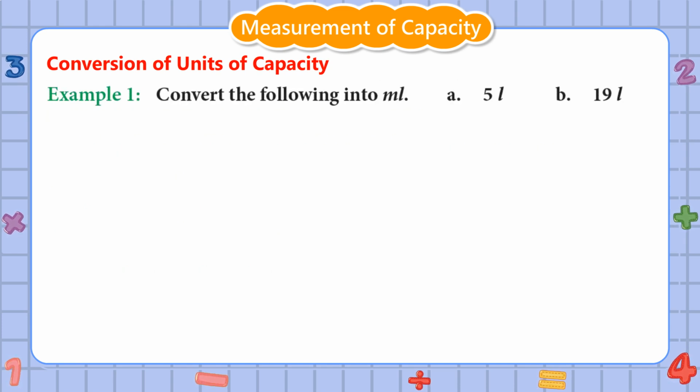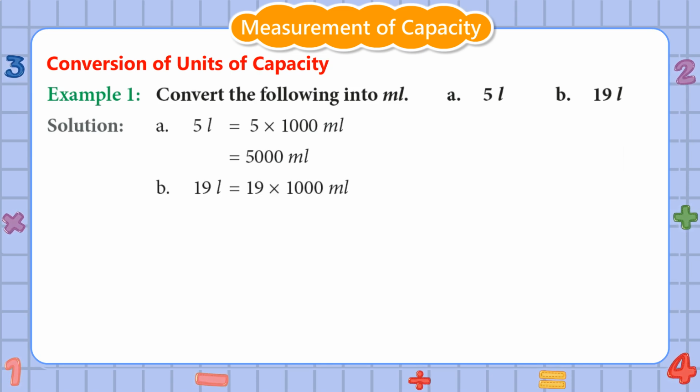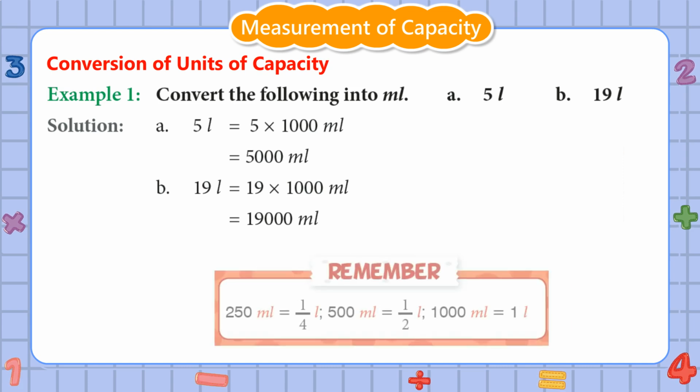Example 1. Convert the following into milliliter. A. 5 liters. B. 19 liters. Solution. A. 5 liters is equal to 5 multiply 1000 milliliters. It is equal to 5000 milliliters. B. 19 liters is equal to 19 multiply 1000 milliliters. It is equal to 19,000 milliliters.